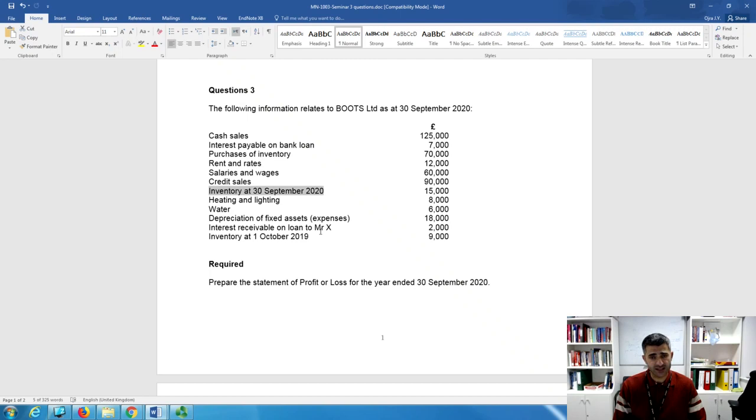Depreciation of fixed assets. I appreciate that you haven't done depreciation, but so far you need to know that depreciation is a type of expense. We'll explain it, but at the moment it's just classified as an expense. We have also interest receivable, so the business receives some interest, so again that's classified as other income. We have inventory at 1st of October 2019. This is the beginning of the financial year for this business, and this is the opening inventory.